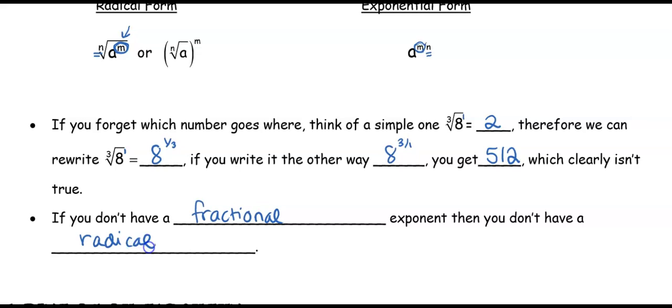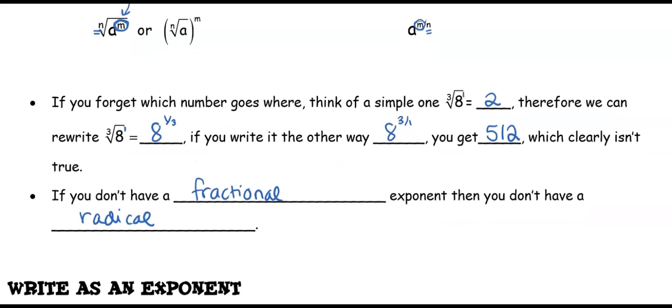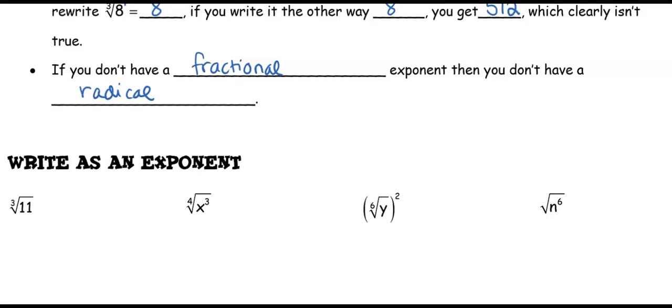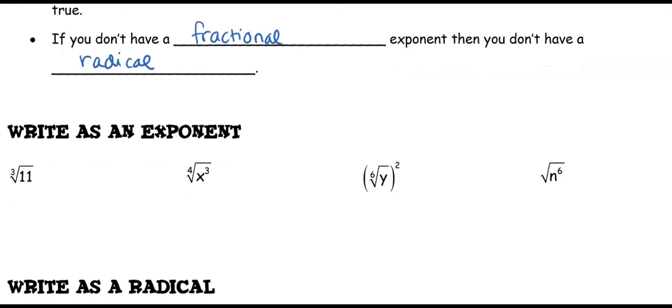If you don't have a fractional exponent, then you don't have a radical. All of a sudden we learn about radicals and fractional exponents and you want to make everything into a radical. That's not true. If we have 8 to the third power, that's 512. That's not the cube root of 8. So only write your answer as a radical if it comes from a fractional exponent. So we're just going to work on going back between the two forms. I see the cube root of 11, which has that to the first power, so it's going to be 11 to the 1/3 power.